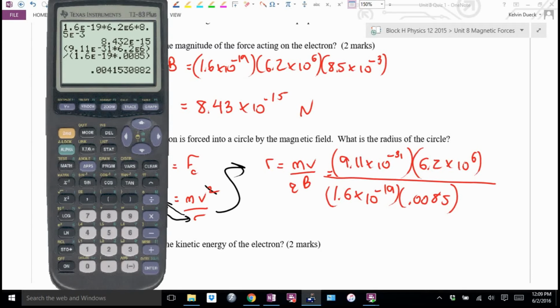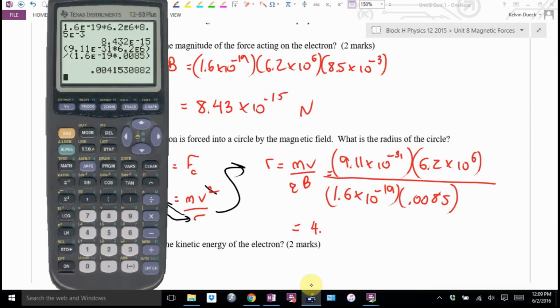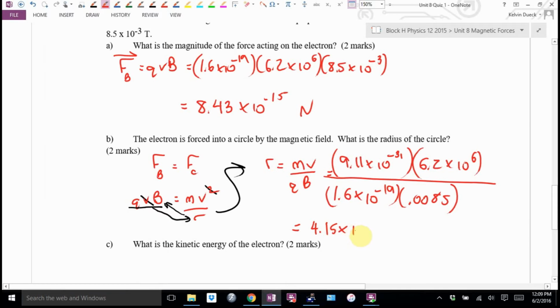0.00415? I need to change these numbers because that's like a 4 millimeter radius, which is a little small. I probably need to make these numbers a little different, but okay, the math works at least if the physics sucks. 4.15 times 10 to the negative 3 meters. Okay. Be okay on that?